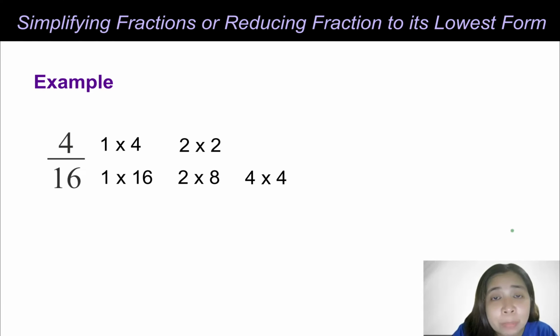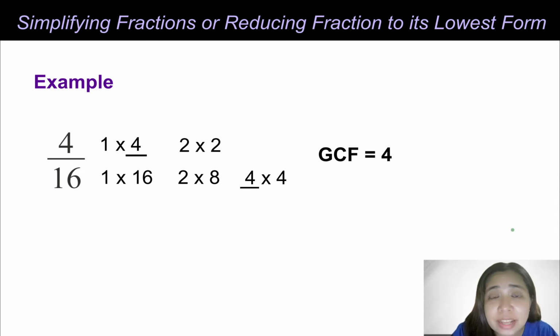Then, after nating mailista yung mga factors ng numerator at ng denominator, titignan natin ano nga ba yung pinakamataas na common or similar sa mga factors ng numerator and denominator. So, ano nga ba yung pinakamataas? Ang pinakamataas na factor sa ating numerator and denominator ay ang number 4. So, ang ating GCF is the number 4.